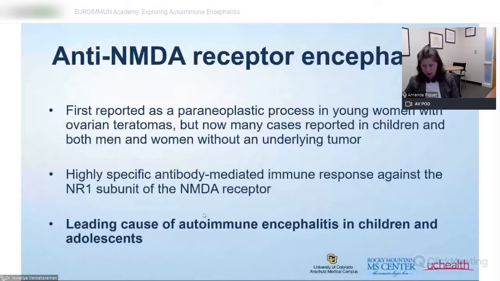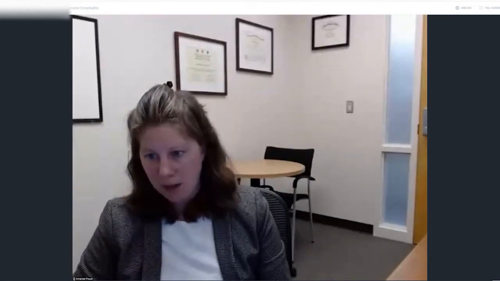Now, as I alluded to earlier, anti-NMDA receptor encephalitis was first reported as a paraneoplastic process, meaning there was an underlying cancer, and it was young women with ovarian teratomas. But now we know that these cases can occur in women without underlying teratomas. It's been reported in children and men.